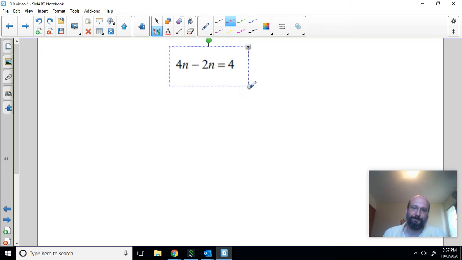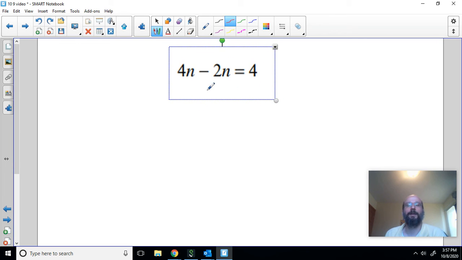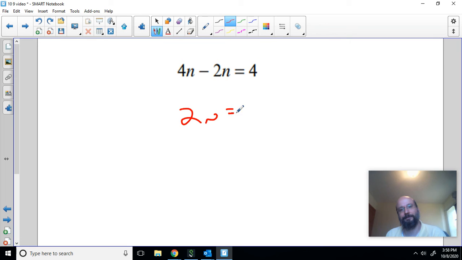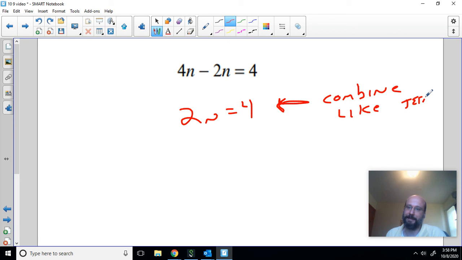So this one, you have 4n minus 2n. So what do we call it? 4n minus 2n, that property, when you combine like terms, all we just say is combine like terms, right? We didn't do anything. We didn't do any math. We just combine like terms. So then we're going to divide by 2, and n equals 2.